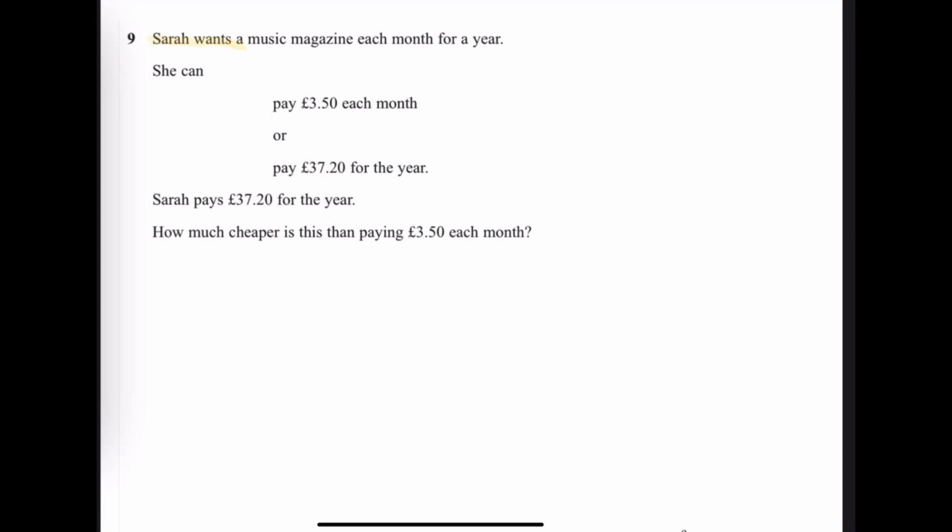Question 9. Sarah wants a music magazine each month for a year. She can pay £3.5 each month or £37.2 for the year. She pays £37.2 for the year. How much cheaper is this than paying £3.5 each month? We know that in a year it is 12 months. So all we have to do is see how much she pays in a year. We just have to times 3.5 times 12. So that's every month of the year. And if we do that, we would get the answer £42.